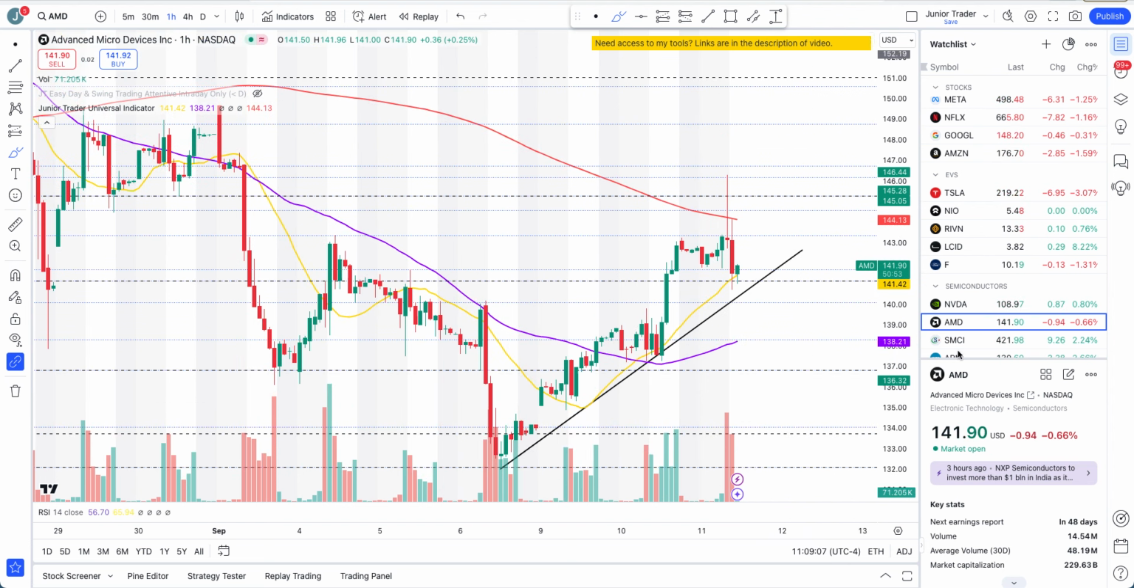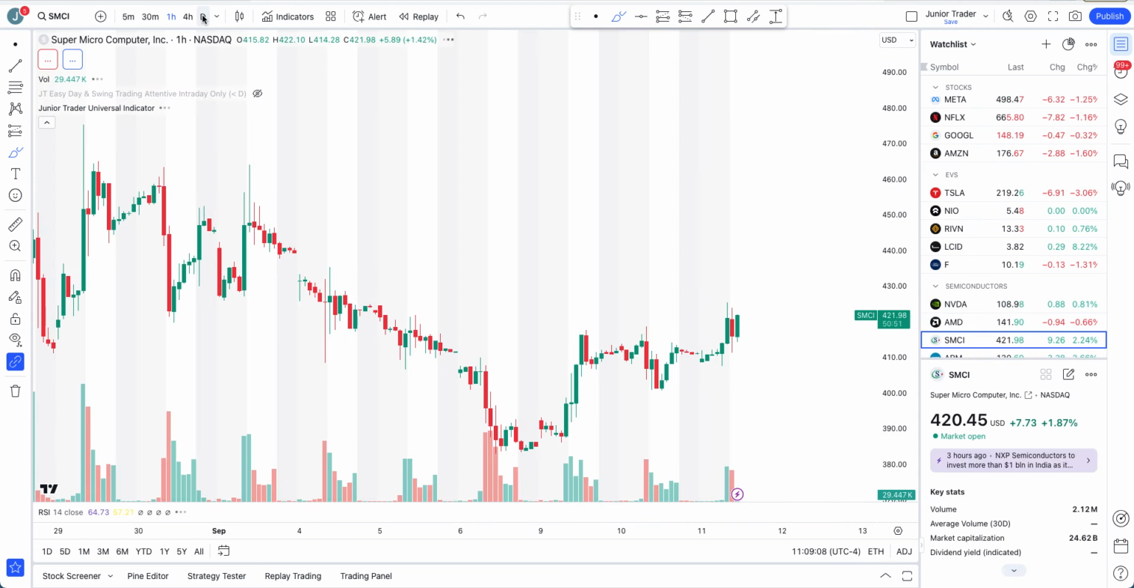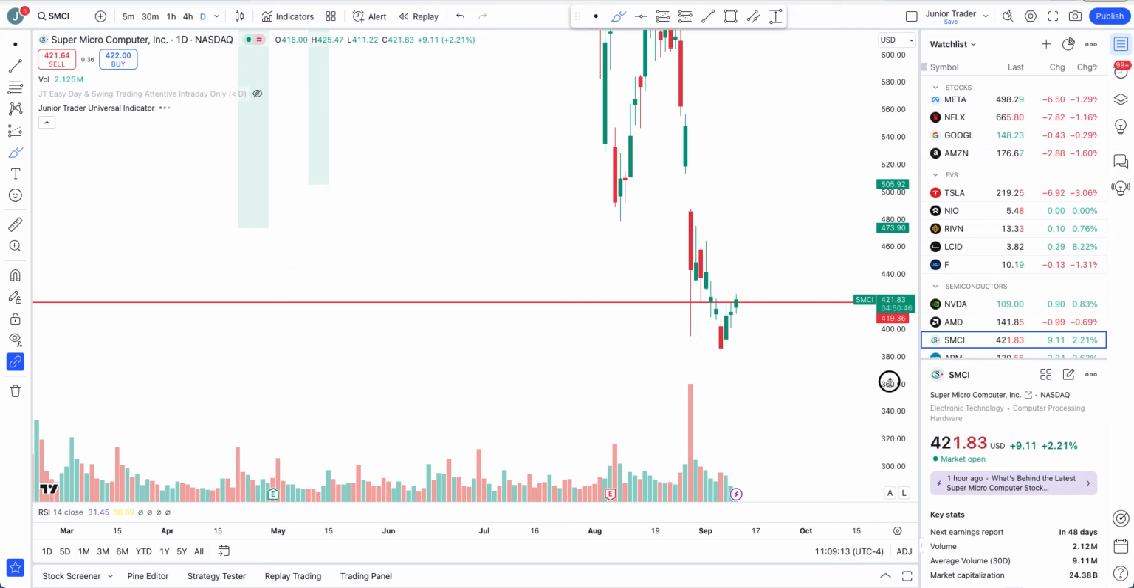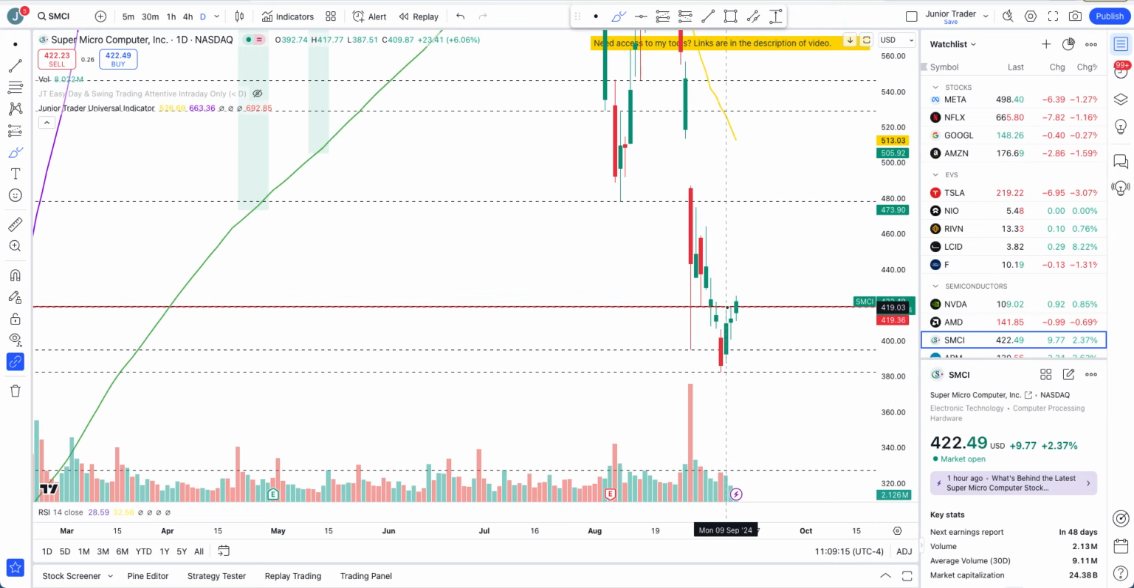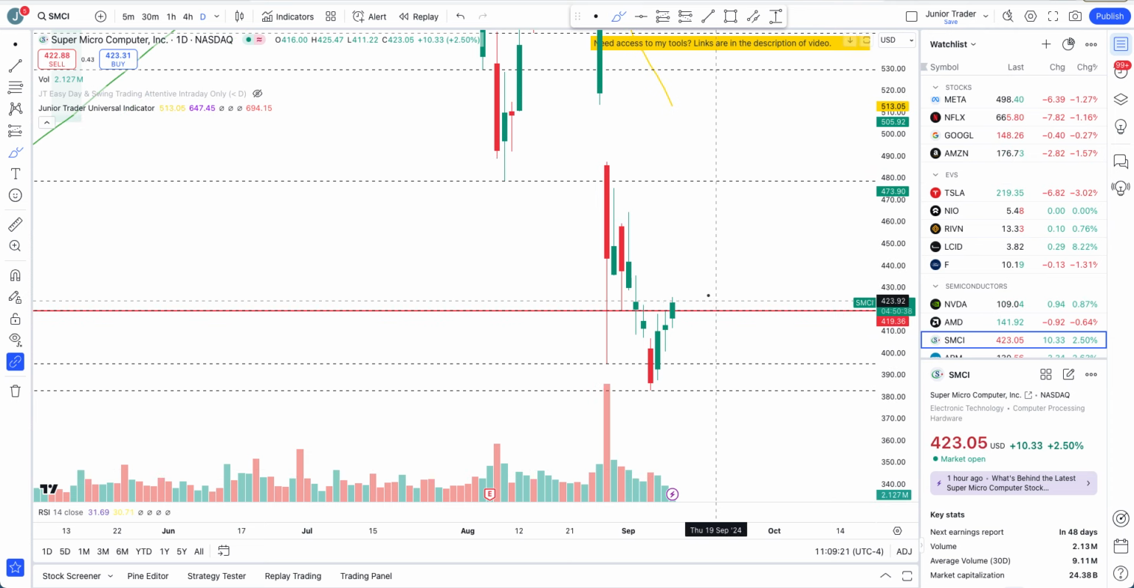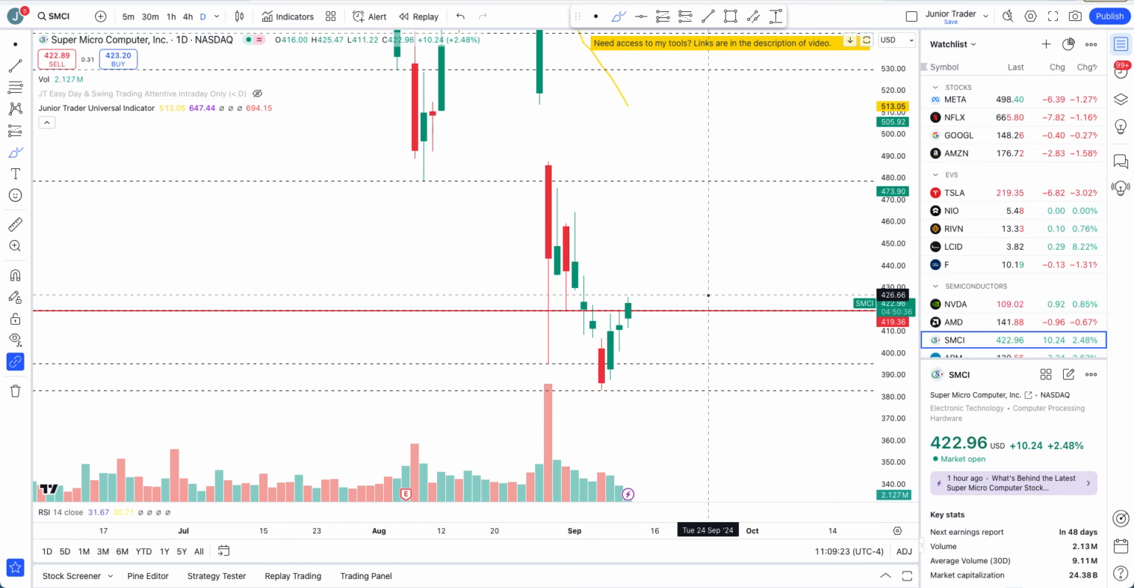All right, now let's take a look at SMCI. Let's see what it's doing. So let's go to the daily interval. So it's finally getting above 419 today and is at 421. So yes, this was the next area of potential rebound that we talked about. If it can get above it, then this rebound may continue, right? So it's doing just that today.